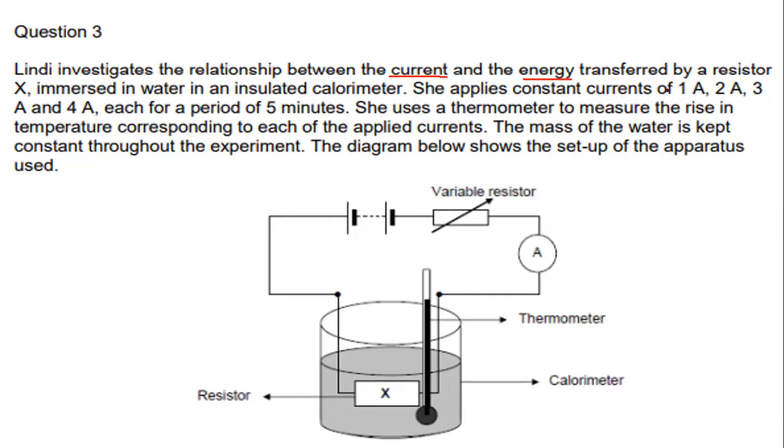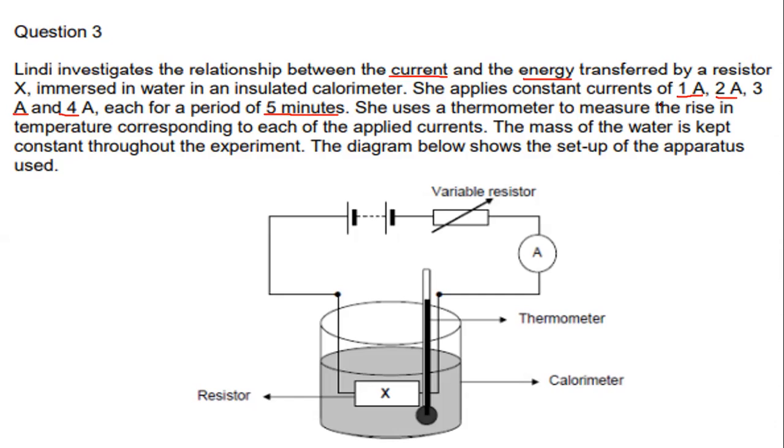She applies constant current of 1 ampere, 2 amperes, 3 amperes, and 4 amperes, each for a period of 5 minutes. So she's basically changing the current that flows through this resistor. So the first time it was 1 ampere, then 2 amperes, then 3 amperes, then 4 amperes. And every time when she does that, she is applying that current for a period of 5 minutes.